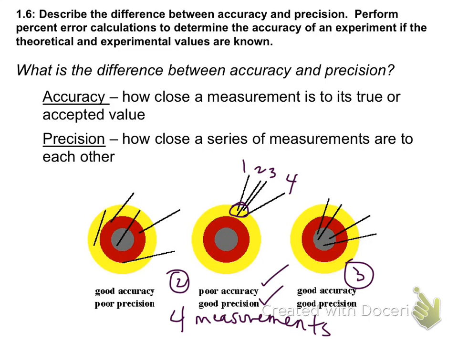In situation 3 here, we've got both good accuracy and good precision. So with these 4 measurements, they're all close together. As an average, they're very close to where they should be.